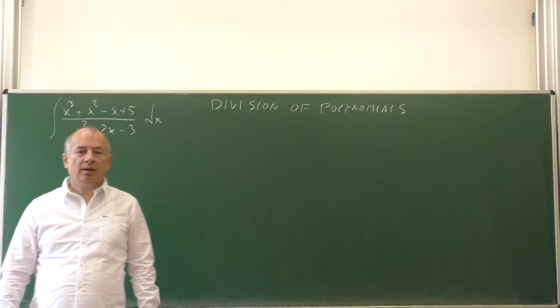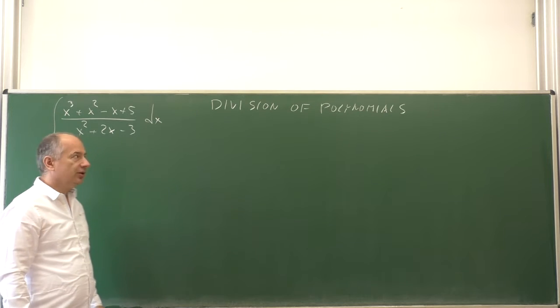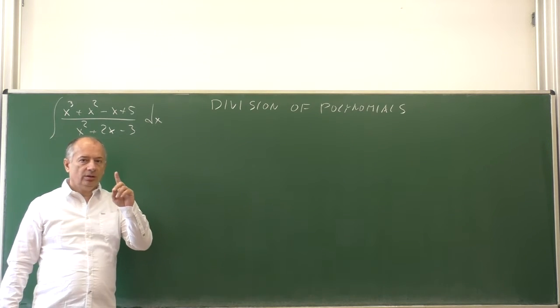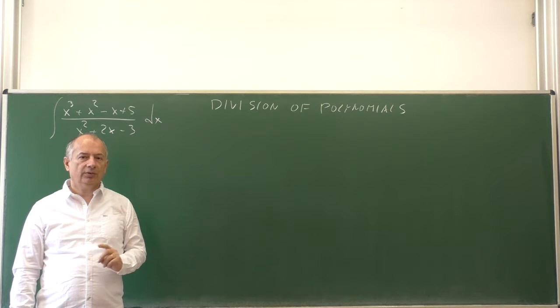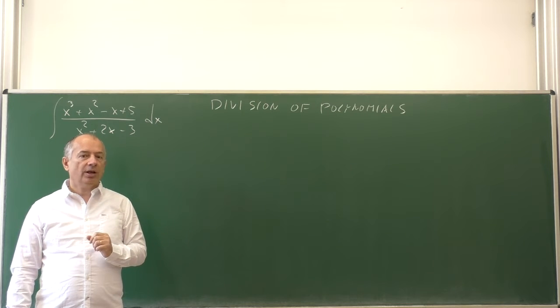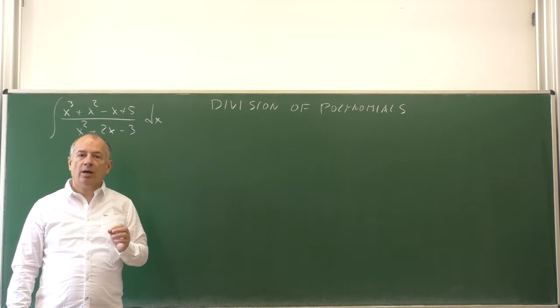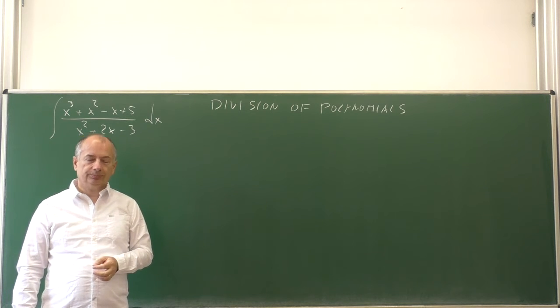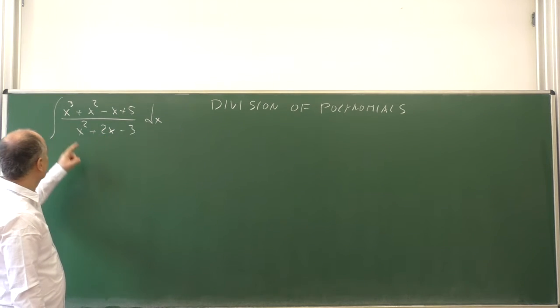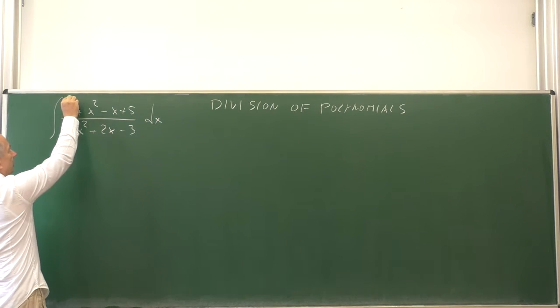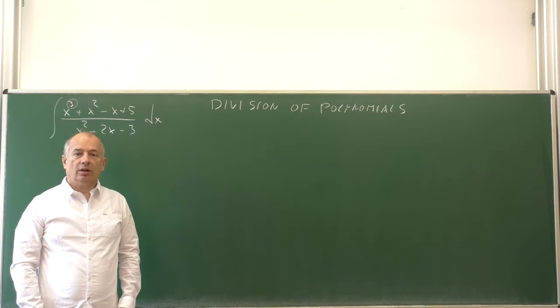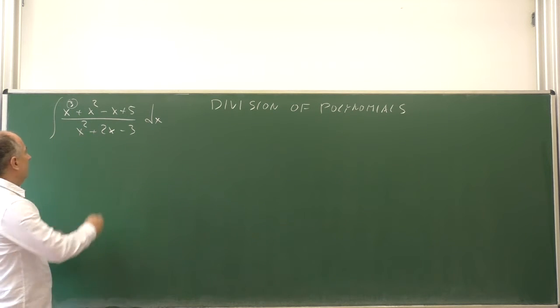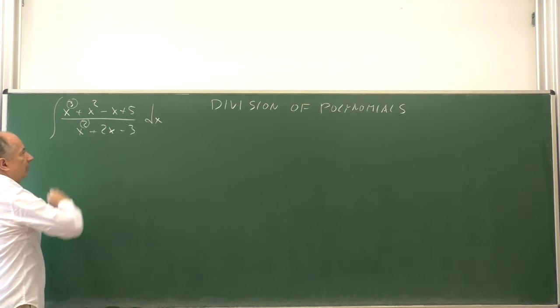In the previous example, we integrated a fraction where the degree of the numerator was less than the degree of the denominator. Such a rational function is called a proper rational function. Sometimes it may happen that the degree of the polynomial in the numerator is equal or greater than the degree of the polynomial in the denominator.